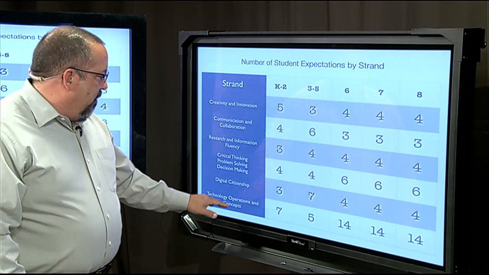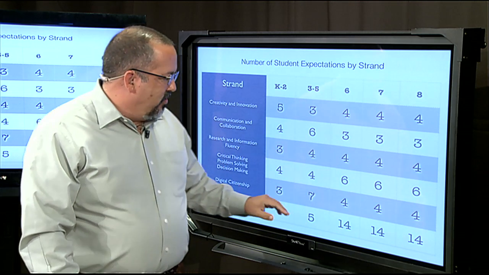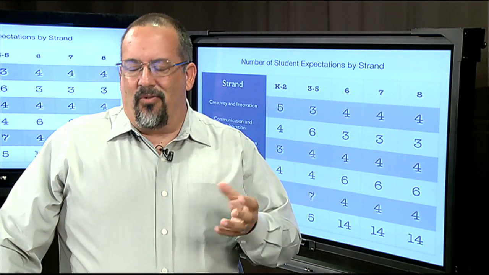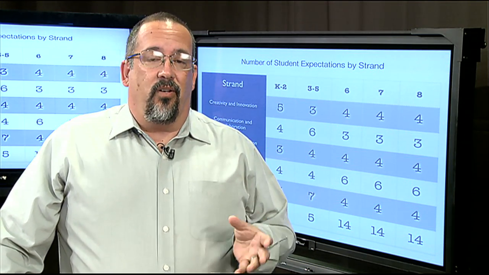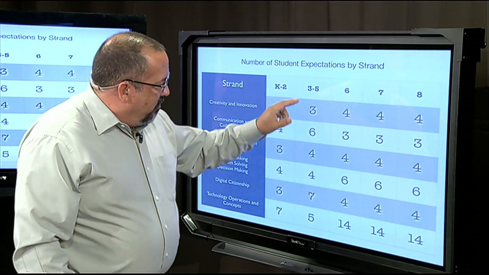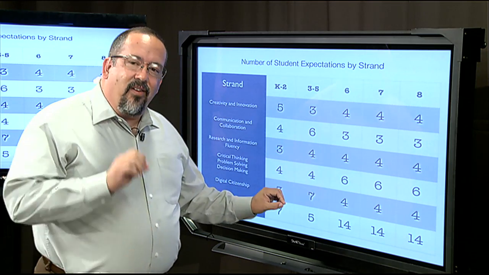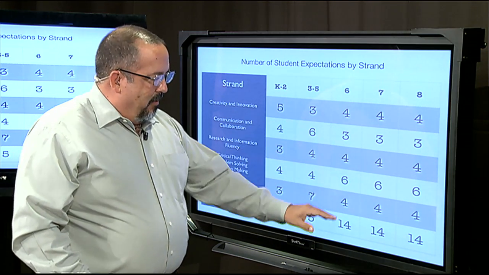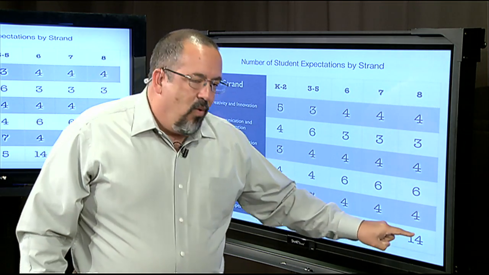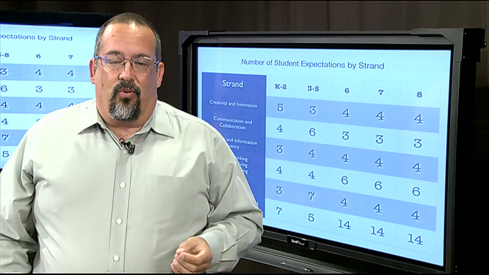And finally, technology operations and concepts across the board, 7 in kindergarten. The reason there's so many in kindergarten is because we want our students to get the basic operations down: how to use a computer, how to surf the internet, how to use a mouse, things like that. It's very critical to learn how to do that in kindergarten through 2nd grade. Then as we get into 3 through 5, the number of expectations goes down. Then when we hit middle school, technology operations and concepts goes way up. There's 14 in the middle school.